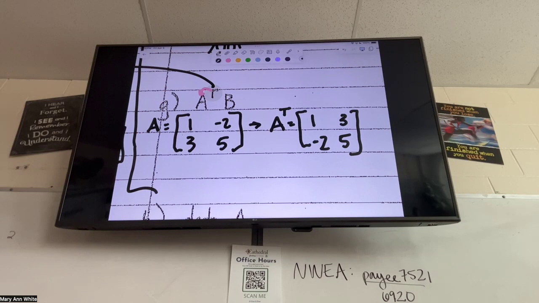Yes, Carolyn. You always keep the diagonal the same and then flip the other ones that are not on the diagonal. So in that case, yes, the top right one and the bottom left one flip.